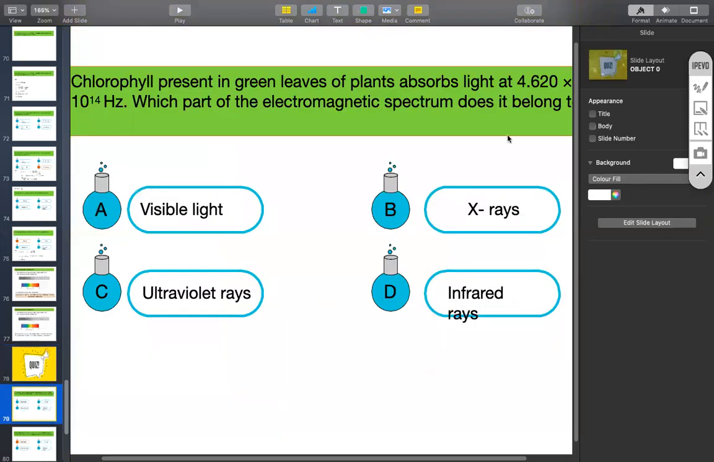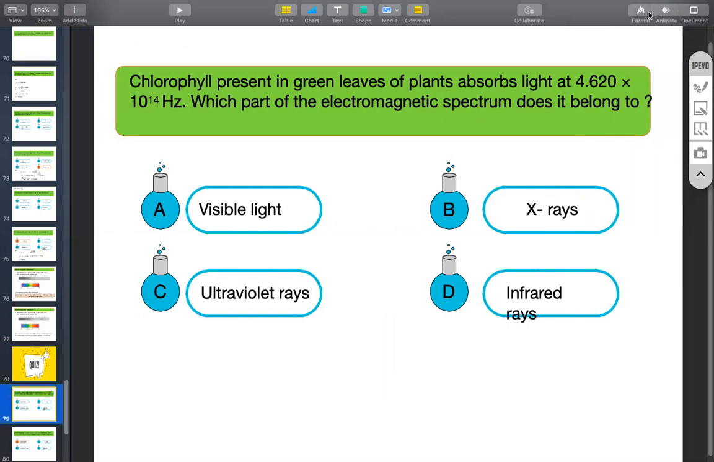Let's have a quiz. Tell me the answer of this fast.